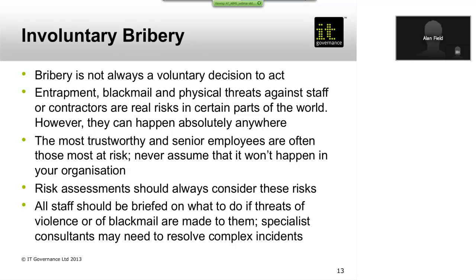Risk assessments need to consider the risk. In some sectors and in some parts of the world, the risk may be considered very low indeed. In other parts of the world, it will be a completely different story. And as I've said there, staff really need to be briefed. It's often a part of general security training of what to do if they are put into a compromising situation, either personally or professionally, if they're threatened, or if anything else occurs where undue pressure is put on them. And as I said, specialist consultants may need to be employed to resolve complex incidents.